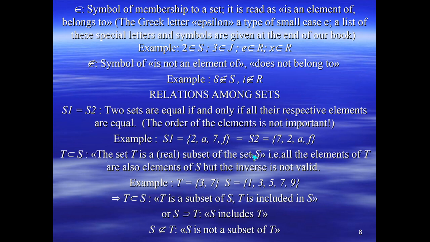So the set T is a real subset of the set S. That's to say, all the elements of T are also elements of S, but the inverse is not valid. An example: T is {3, 7}, S is {1, 3, 5, 7, 9}, the odd digits. So we have 3, 7. Of course, 3, 7 is also in S. So T is included in S, but S is not included in T. T is a real subset of S.